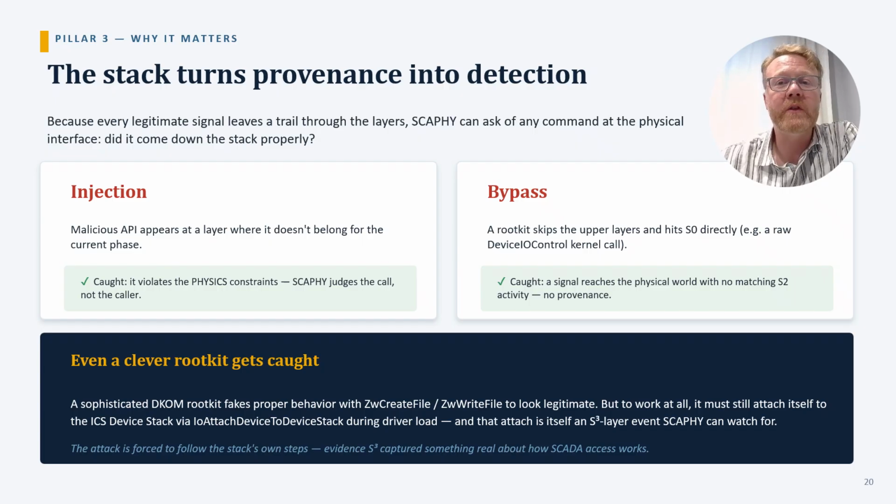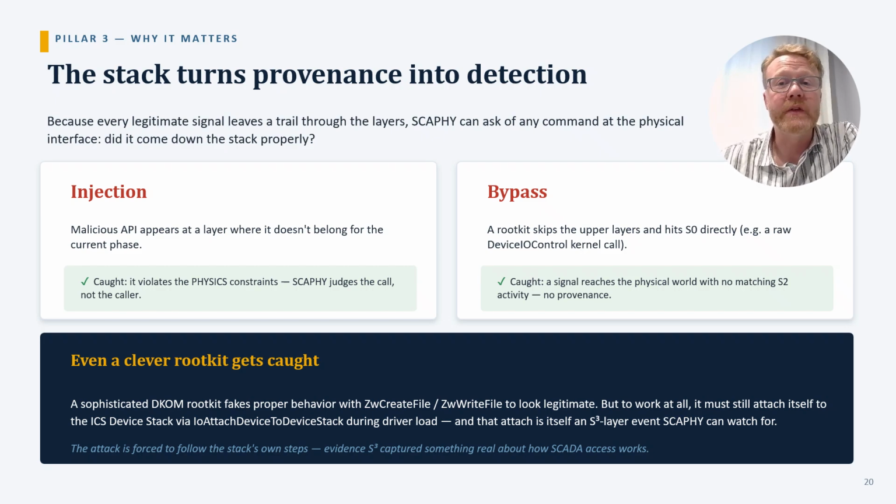The two attack use cases are injection and bypass. For injection, an attacker runs an API that doesn't belong at a given layer for the current phase. This is caught by the physics constraints, whereas traditional host defenses whitelist trusted programs, so if malicious code executes inside an approved SCADA process, the whitelist waves it through. SCAPHY doesn't care which program made the call. It cares that the call is out of set for the phase. So injection into a trusted program still surfaces.